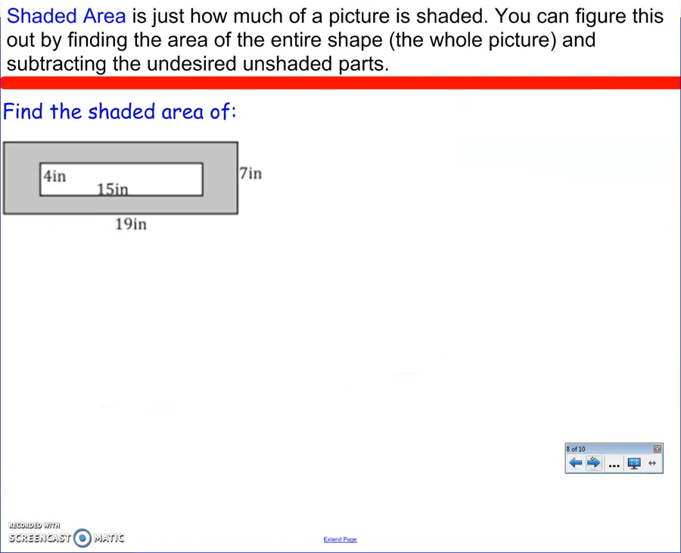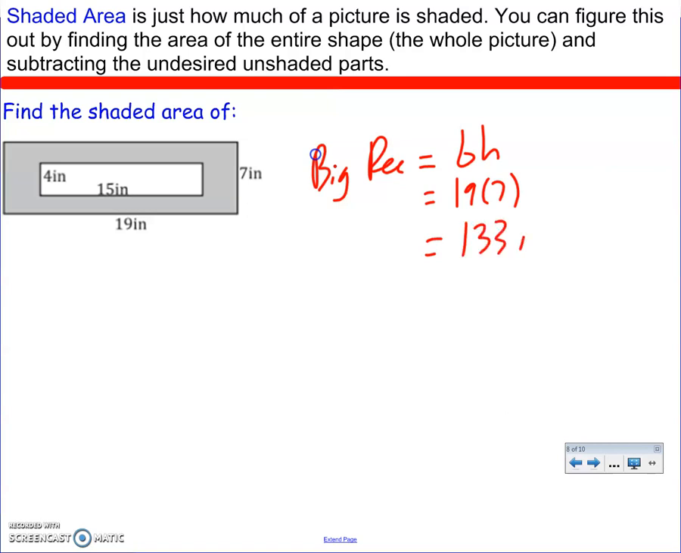All right, next we have shaded area. Shaded area is just how much of a picture is shaded. You can figure this out by finding the area of the entire shape, the whole picture, and subtracting the undesired or unshaded parts. So here we have the big shape. Big shape is a rectangle. So the area is base times height. That is 19 times 7. That gives us 133 inches squared.